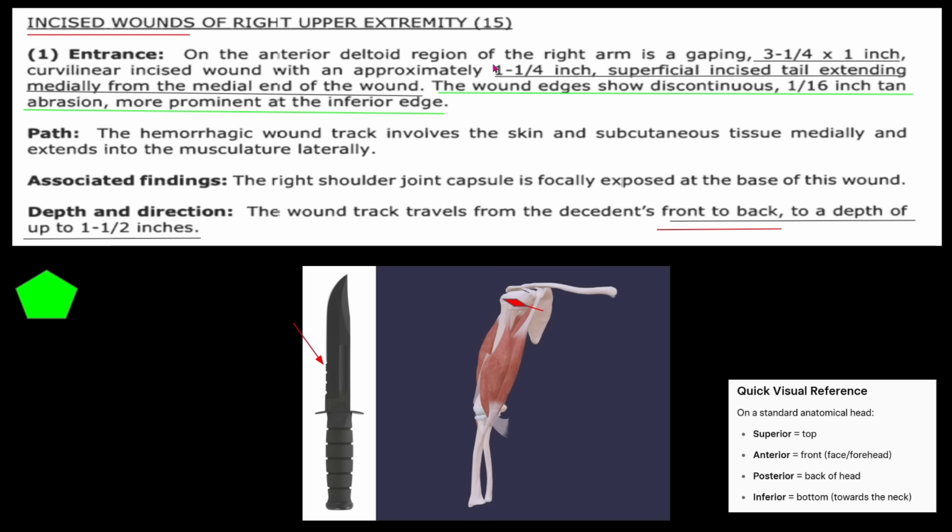You've got 15 on the right arm in total, but when you break it down, it sounds like a whole lot, but here's what they actually entail. First, we've got an incised wound on the upper shoulder. The wound edges show discontinuous 1/16 tan abrasions, which is absolutely indicative of serrated blades. It goes front to back to a depth of 1.5 inches. So this is a slash with a tail. It does have a tail from the medial end of the wound, an incised tail.